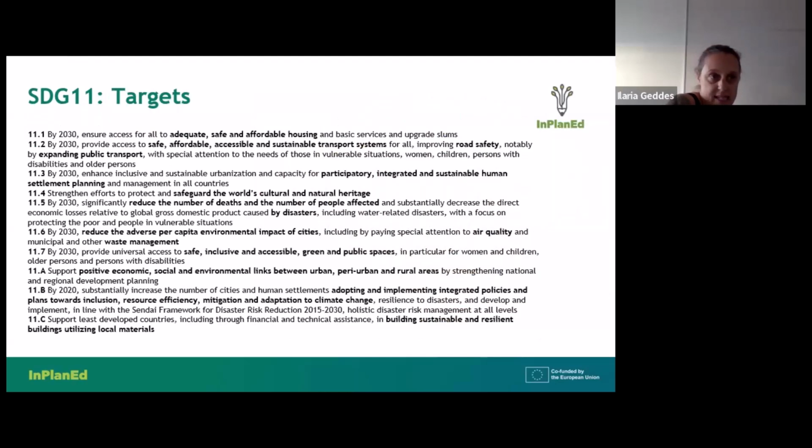So here are the targets, basically. 1 to 7 are actual outcomes that they want to achieve. Affordable housing is probably one that is certainly far from being reached, at least in the Western world, or at least quality, affordable housing everywhere. It ranges from things like housing, participatory practices, safeguarding heritage, protection from disasters, and so on.